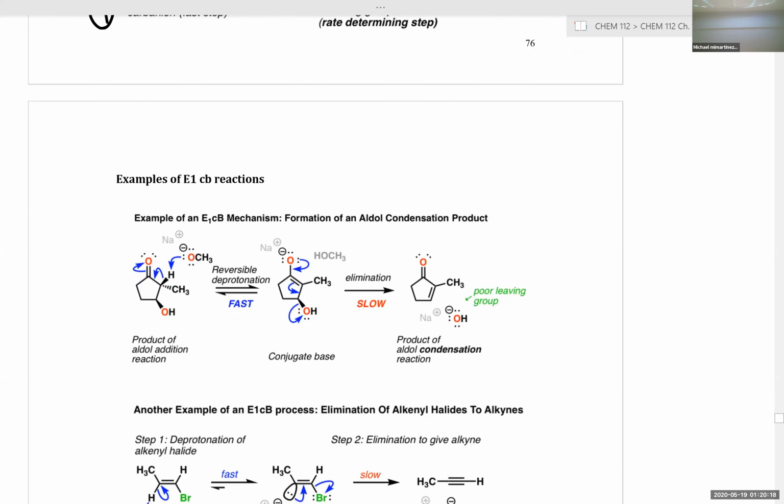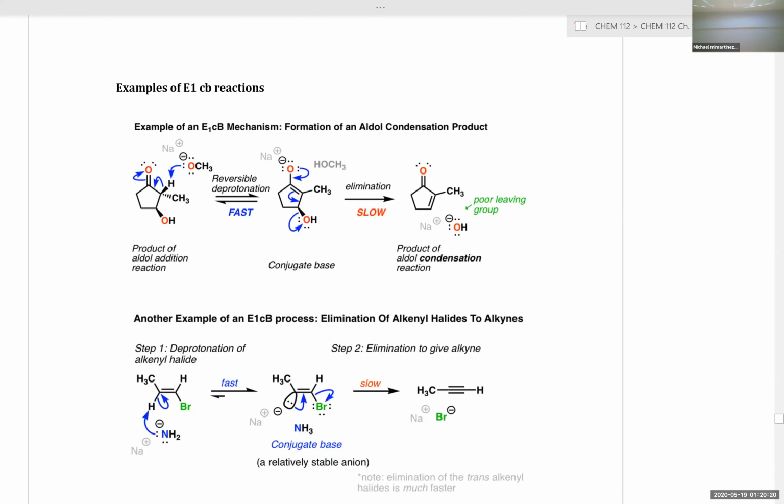Okay, so here are some examples of E1CB reactions. So this is a classic step in what's known as the aldol condensation. So step 1, we have deprotonation. Step 2, we eliminate. Does everyone see our clear electron withdrawing group, our ketone functionality? That's a key signpost.